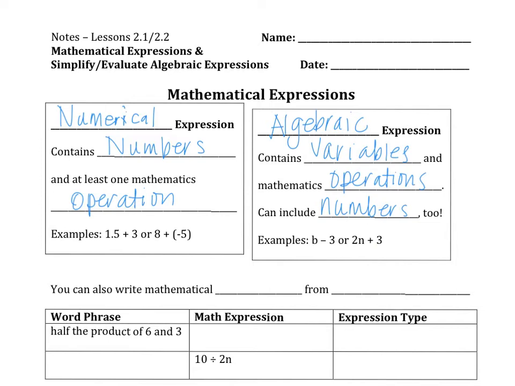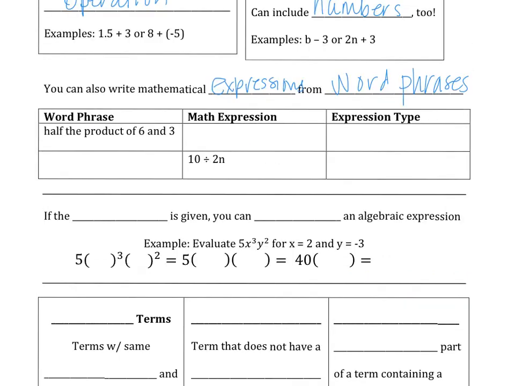You can also write mathematical expressions from word phrases. And we'll be taking a look at what some of those are. Let's take a look at this first word phrase. Half the product of 6 and 3. So what would that look like if we were turning that into a mathematical expression?